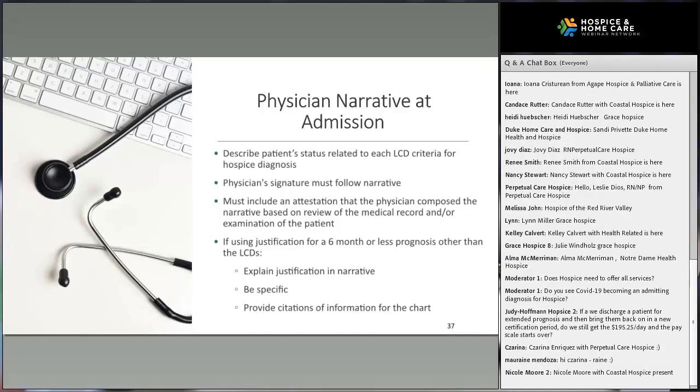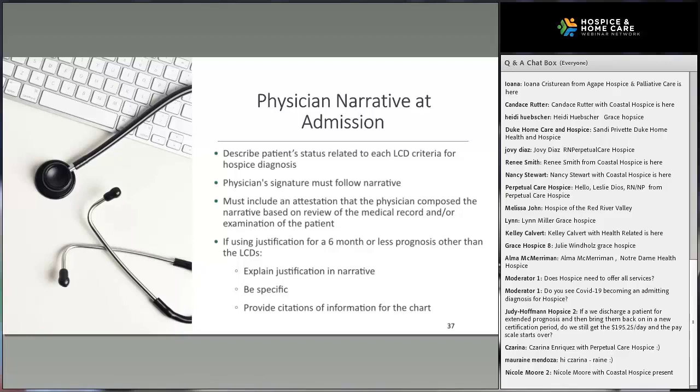Also required is a physician narrative at admission. The narrative is to describe the patient's status related to each LCD criteria for hospice diagnosis. Are you tired of hearing me say LCD yet? I think you can see how important I feel it is. Physician signature must follow a narrative. It must include an attestation that the physician composed the narrative based on reviewing the medical record, the examination of the patient, and any of the supportive documentation in that medical record that helped to build that narrative.